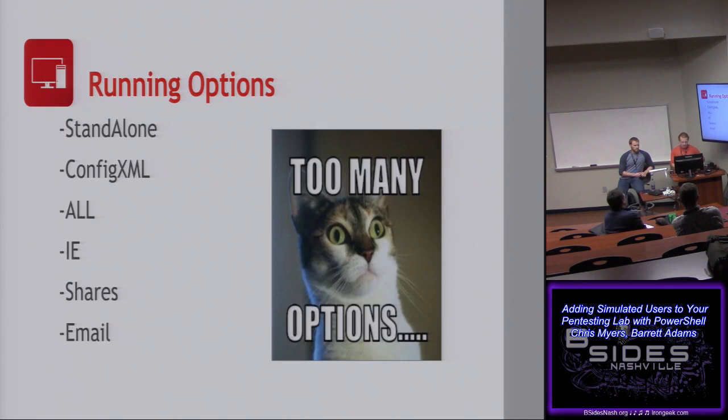All right, so before the demo actually running things, these are all of the flags. Pretty simple. Standalone is when you want to run it on your local machine, and config XML is to pass it that config, which is for running it on remote machines where you specify all the hosts and creds. And then you've got the functions that it can simulate: internet browsing, mounting shares, and opening up email. And then all will do all of the functions at once.